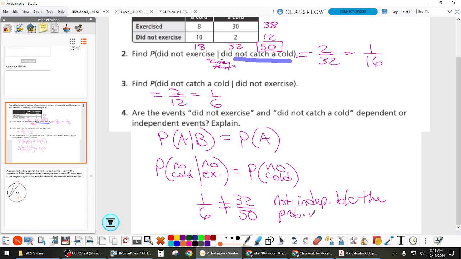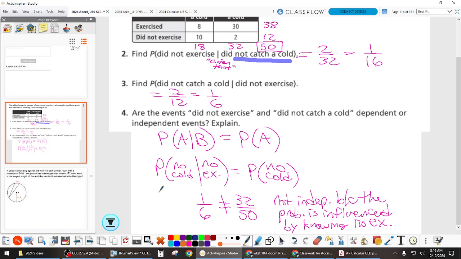So it says to explain, and here's one version of that. It's not independent because the probability is influenced by knowing they didn't exercise. No exercise. This would be like saying, let's put it, what's the probability of passing the final given that you studied versus just in general? If we know somebody studied, the likelihood of them passing is probably higher, right?